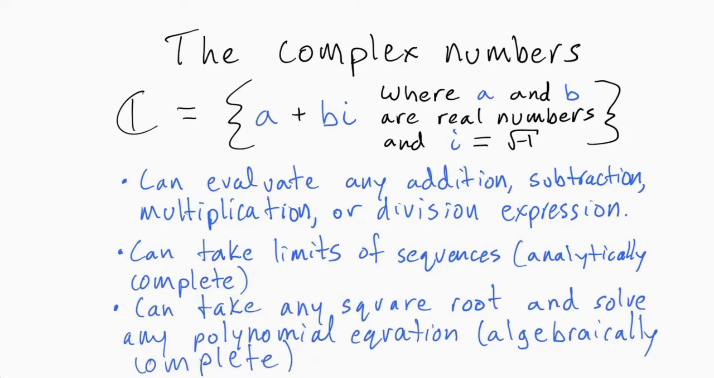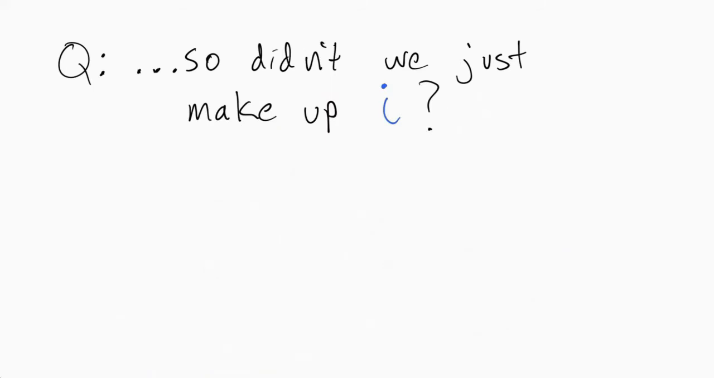We added this element i so that we could solve one polynomial equation, and seemingly as a byproduct, we can now solve any polynomial equation and take any square root of any negative number. Handy, right? The skeptics among you might still reasonably ask, didn't we just make up i? Like, fancy terms like Galois theory and field extension aside, didn't we just make it up? The answer is yes. Yes, we did. But that's actually no different than what we've been doing this entire time.